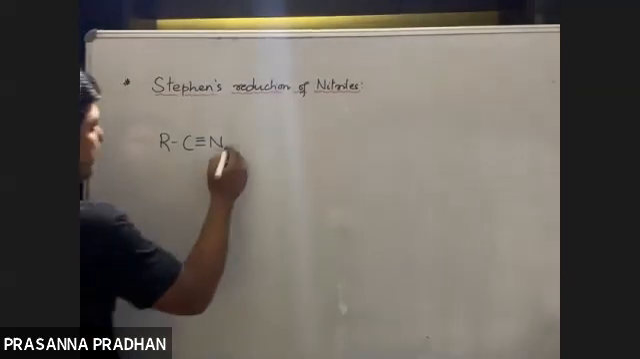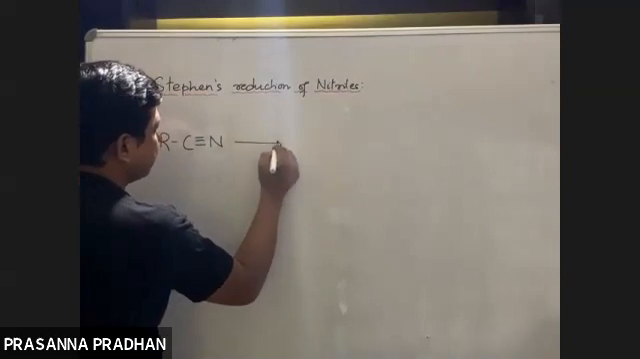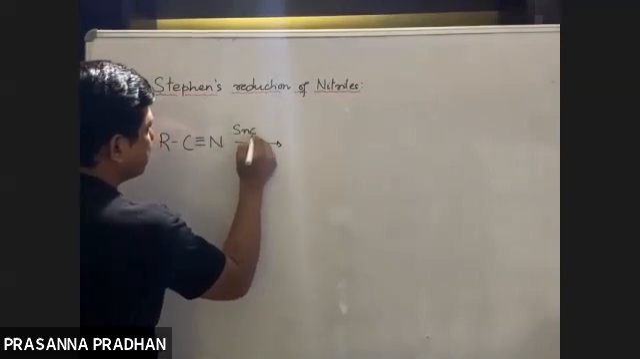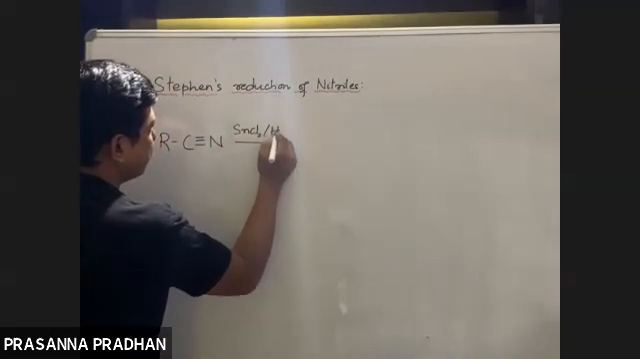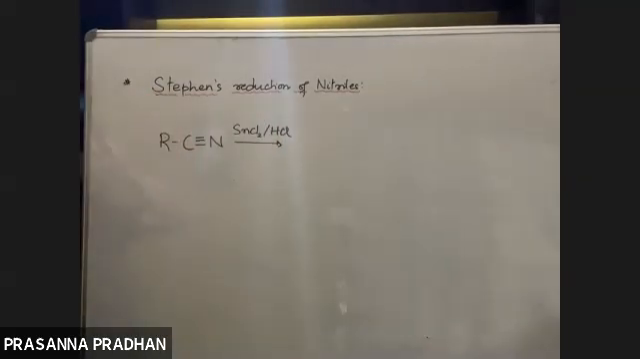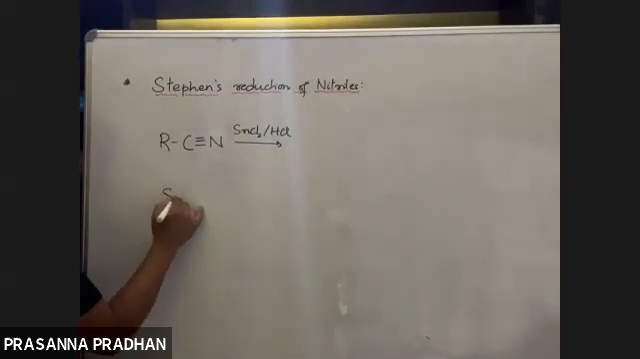Now, what is the reagent used here? The reagent used here is SnCl2 and HCl, that is, stannous chloride and HCl. Why this particular reagent? Why do we choose this reducing agent when we have so many other reducing agents? So what is the logic? Now, actually, what happens?